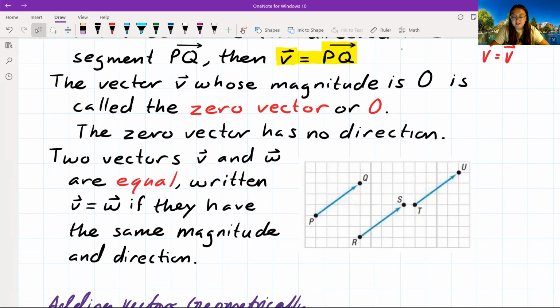The 0 vector has no direction in that case. So two vectors, V and W, are equal, written as vector V is equal to vector W, if they have the same direction and magnitude. So if we look at our image, we see P to Q, R to S, and T to U. All of these line segments are equal because they have the same direction and the same exact magnitude.